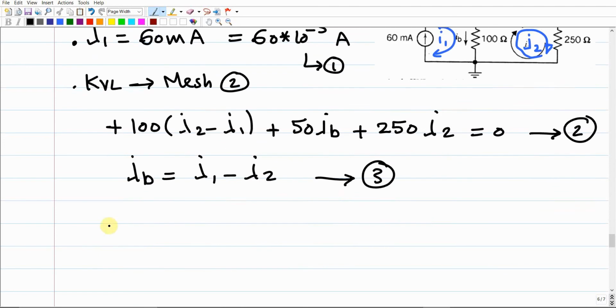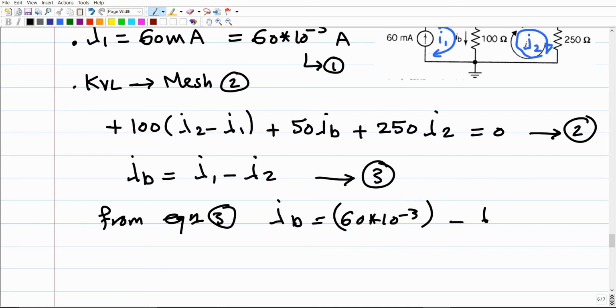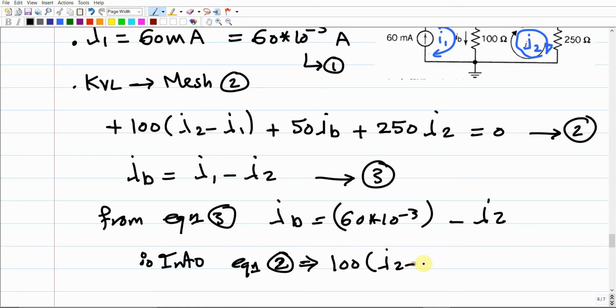So from equation 3, this is a very simple problem. From equation 3, IB we have no clue how much it is. I1 we got it, 60 times 10 negative 3, right? And negative I2. So this gives us a relation that we can substitute into equation 2. So into equation 2, we have here 100 times I2 negative I1, which is 60 times 10 negative 3, right? And plus 50 IB.